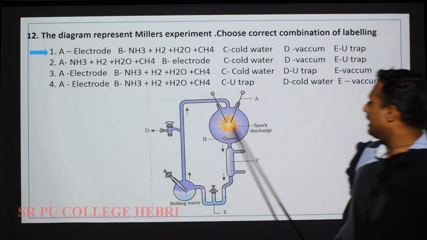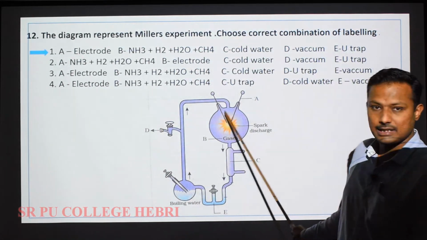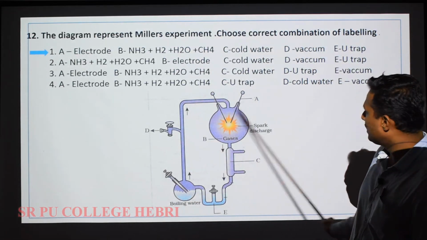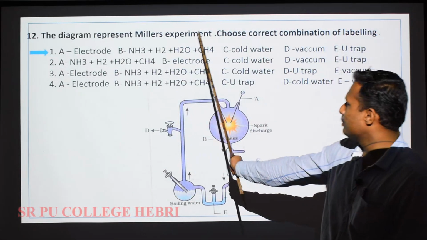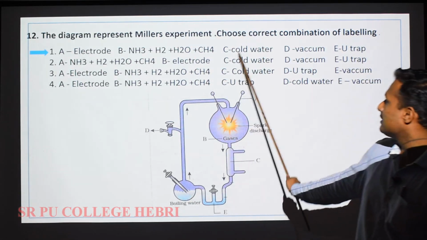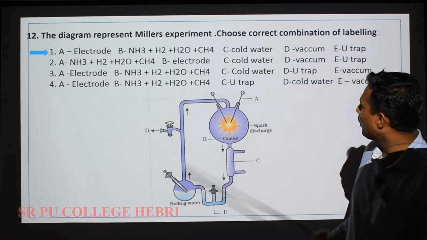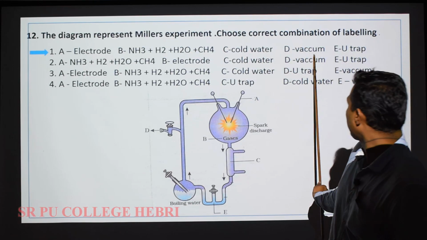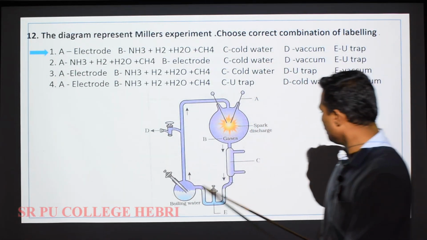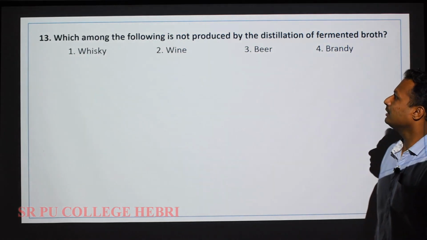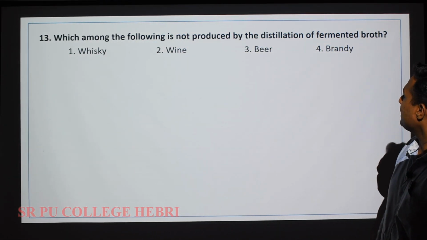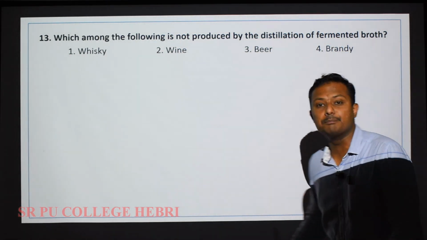So A, electrodes, B, the gases present in this discharge tube, NH3 plus H2 plus H2O plus CH4, then cold water will be there, boiling water will be there, C will be that, and vacuum and U-trap. This is called the U-trap, E. Next one, which among the following is not produced by the distillation of fermented broth?